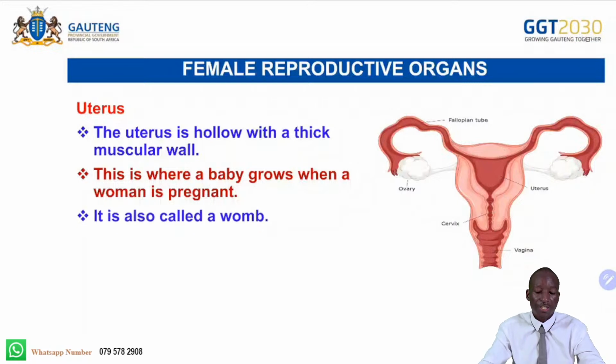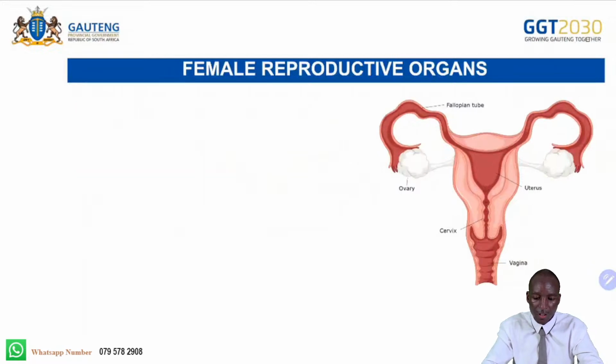It is also called a womb. So the womb is just the uterus. If you see these terms, just know that they only mean one organ. Then now we look at the ovaries.